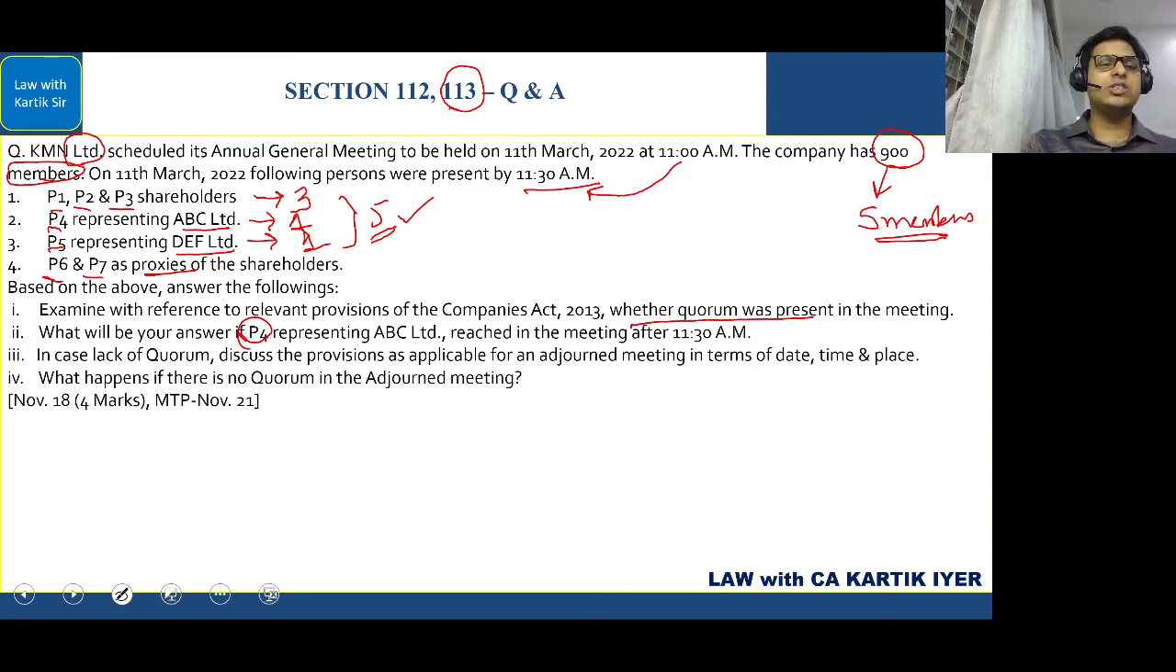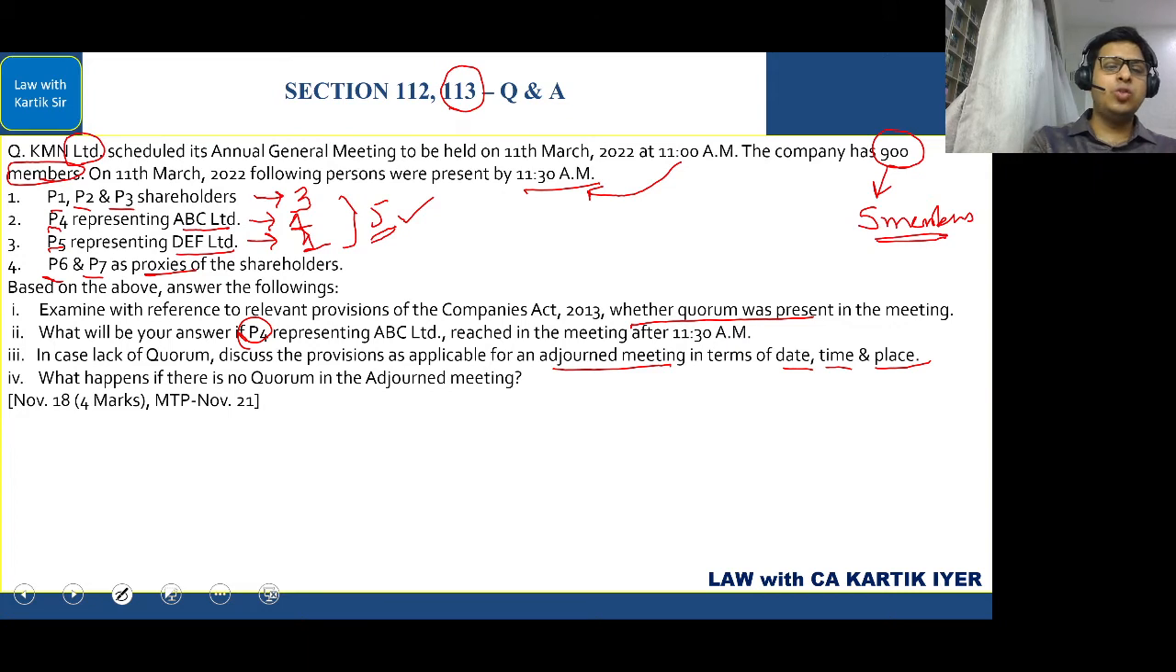Next, they have said, in case of lack of quorum, discuss the provisions applicable for the adjourned meeting in terms of date, time, and place. Whenever quorum is not there, the meeting is adjourned to the same time, same place in the next week, or any other time and place as decided by the board of directors. That is what we'll say in relation to this part.